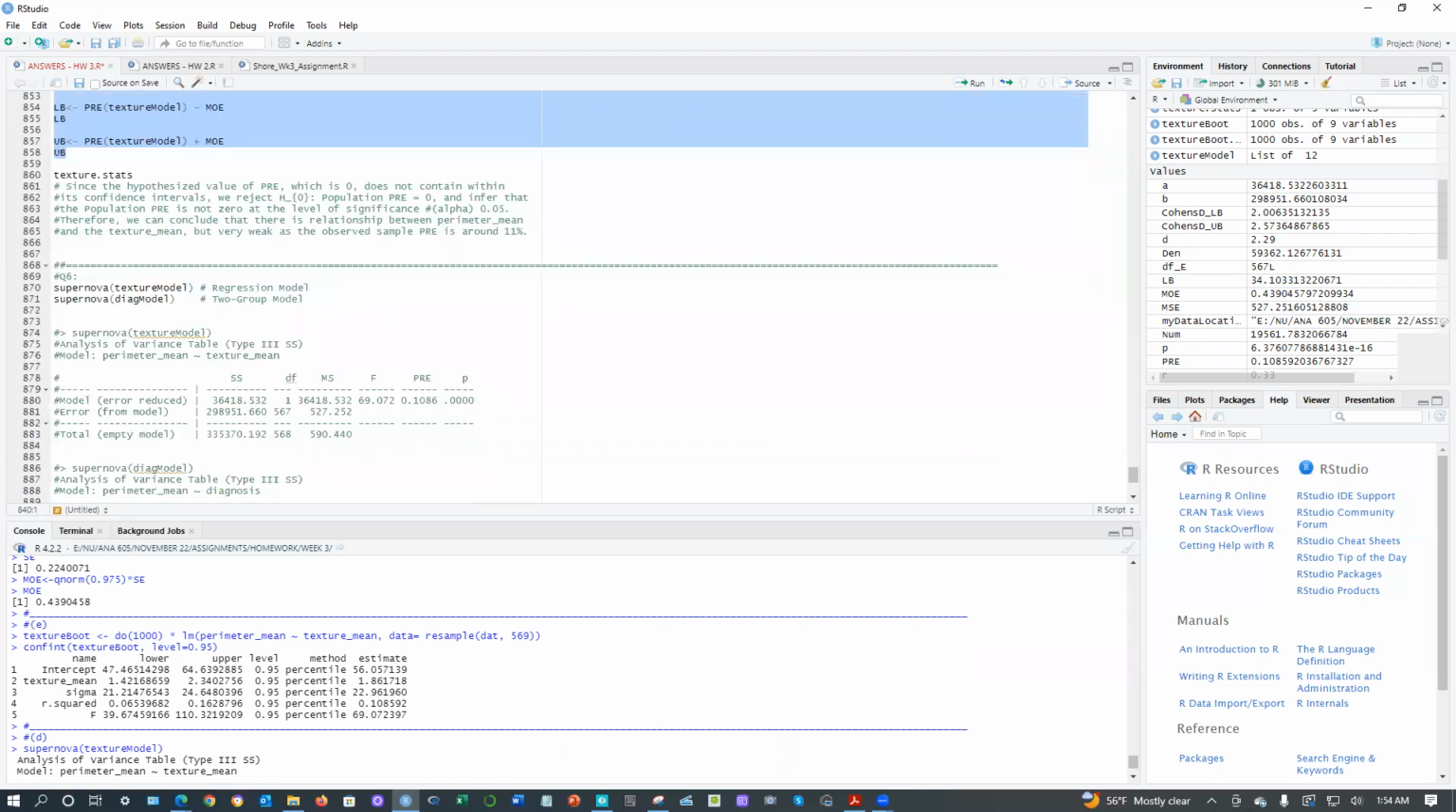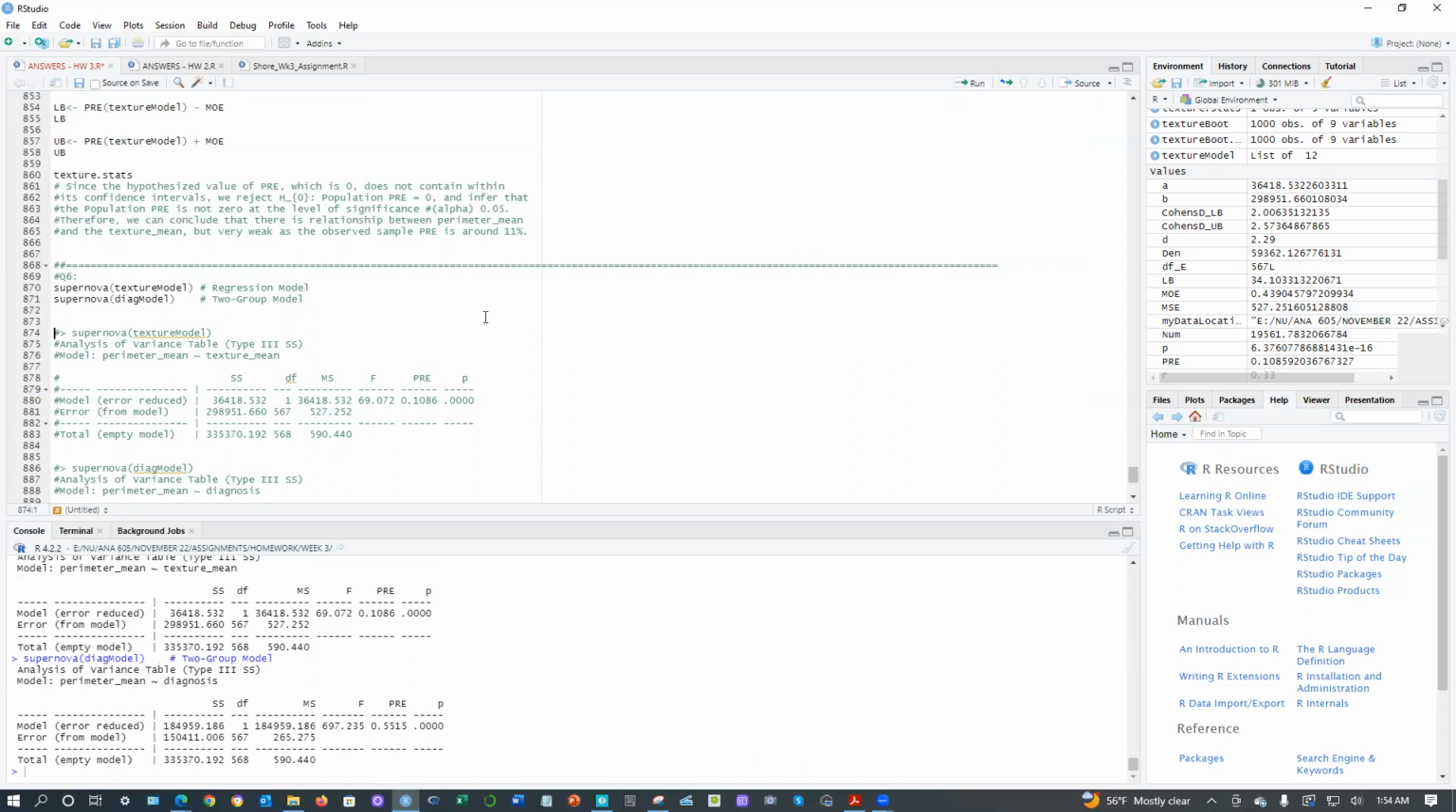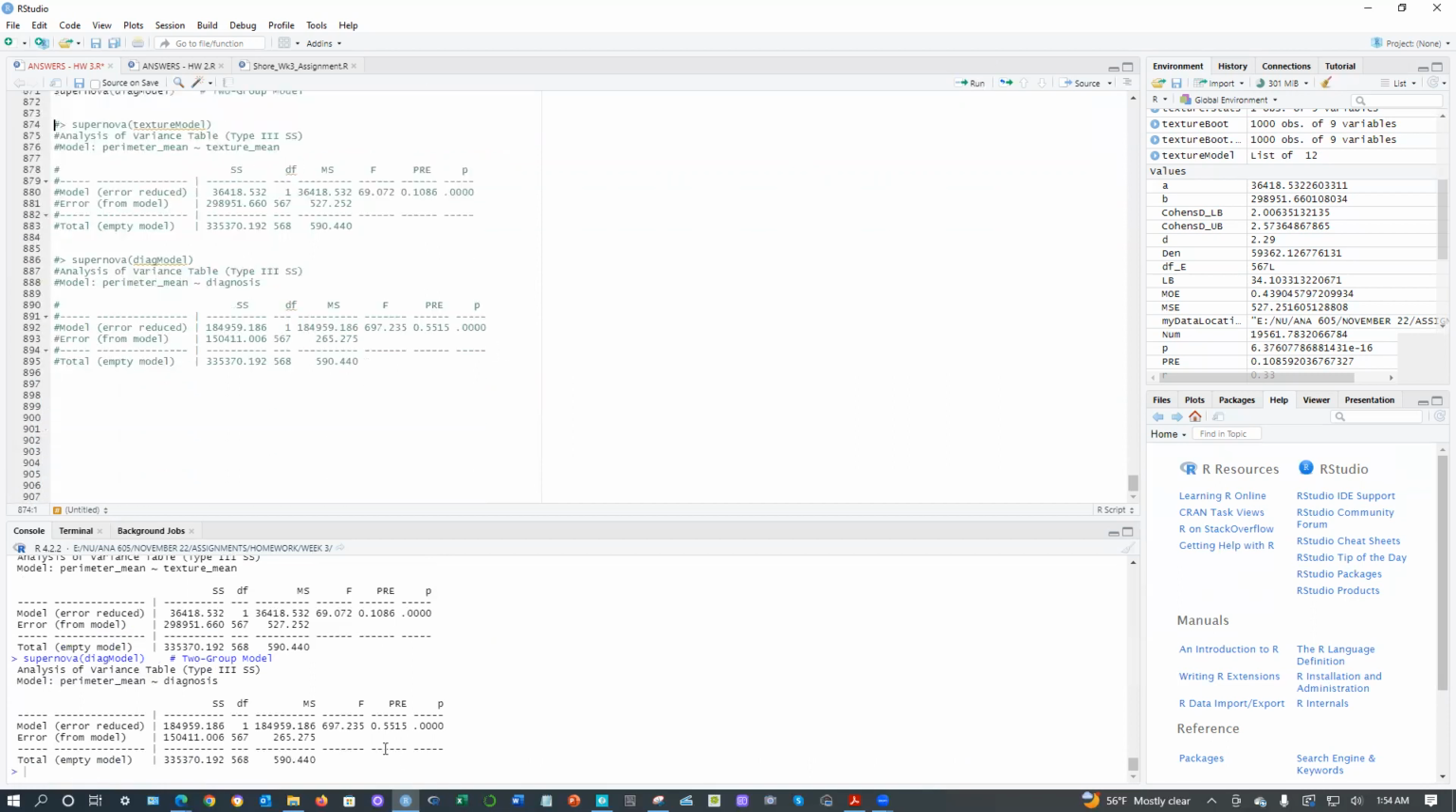Then comparing Q4 and Q5, which do you believe predicts the most? You run both regression models, and then you decide which one gives the better F value. F value small, P value high; P value low. So which model would be the best model? The best model would definitely be the regression model with 600.55. It's been explained by the two group model.